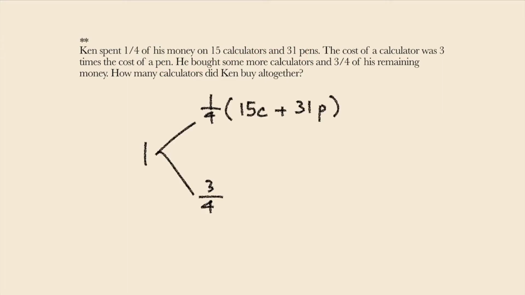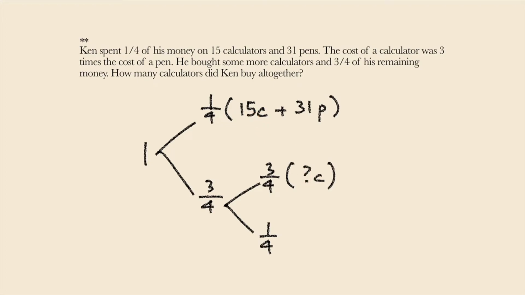Alright, so the first step would be to make things clear. 1/4 on 15 calculators, 31 pens. The other branch would be 3/4. He bought some more calculators, okay, an unknown here, with 3/4 of his remaining money, which means the other branch here would be 1/4. How many calculators did he buy altogether? Well, this could be a trap and potential for careless mistakes. Look, we are looking at calculators altogether. So bear in mind that whatever we found here, we have to add 15.